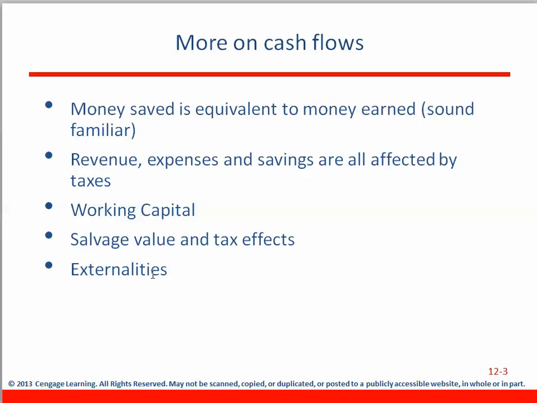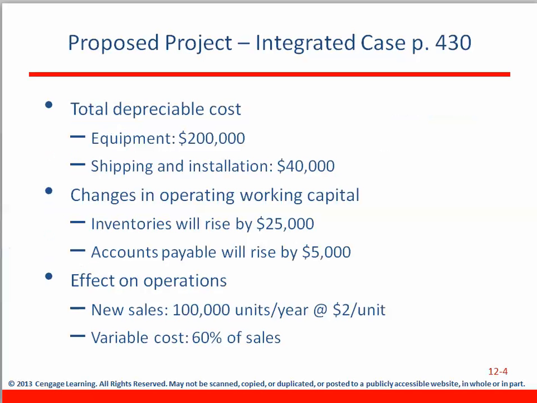So that would be like a negative revenue from Norcross that would offset the positive revenue in Swanee. So that's what an externality is.